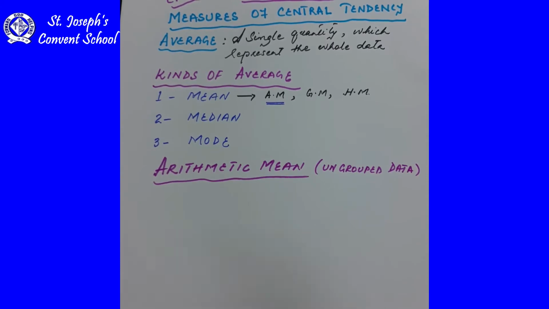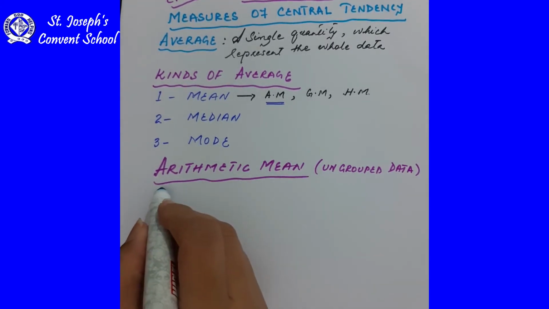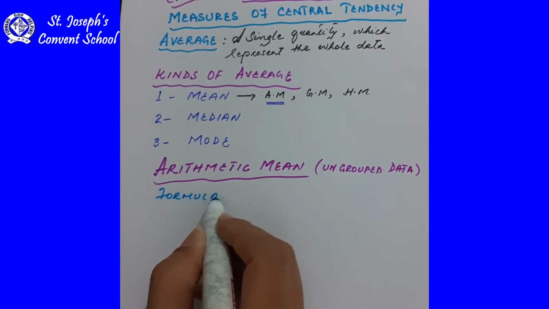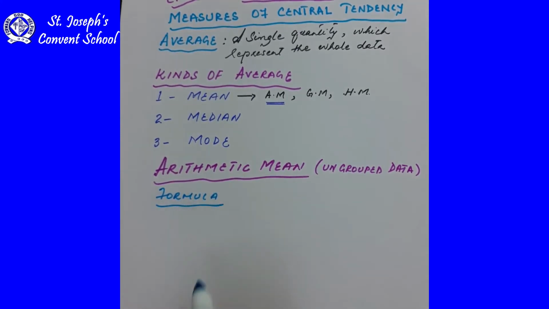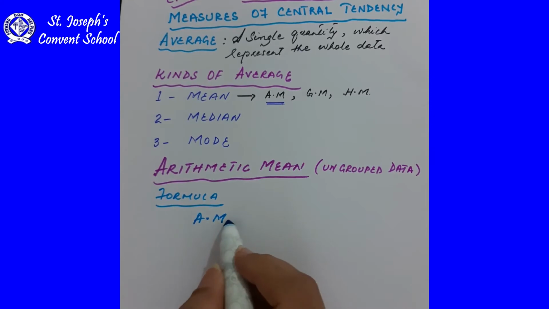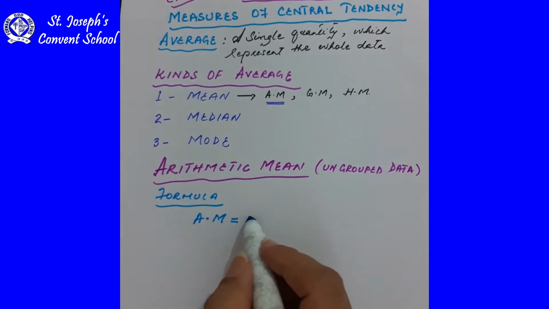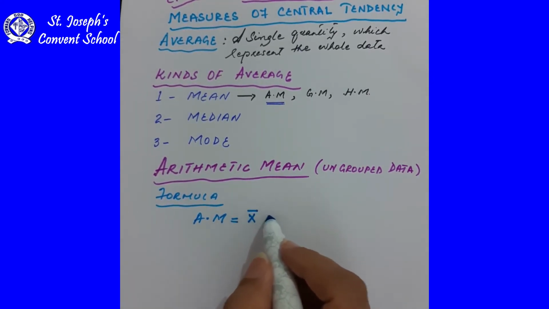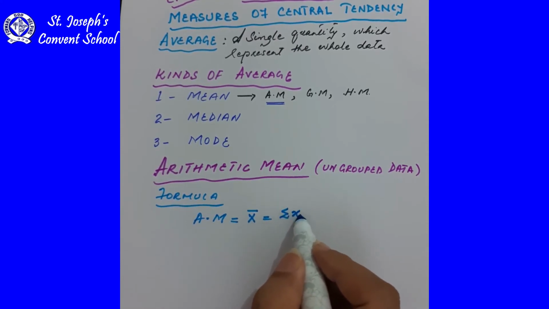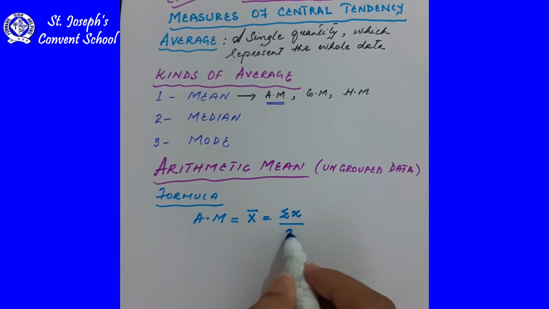What is the formula of it? We'll start with the formula. The formula for arithmetic mean, AM, equals x bar, equals sigma x upon n.